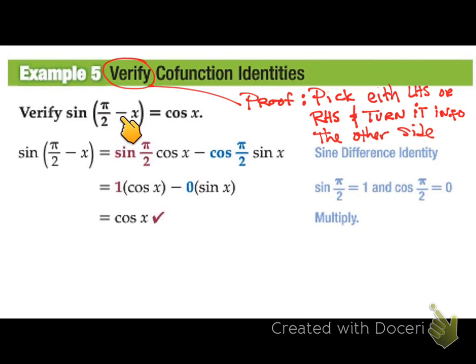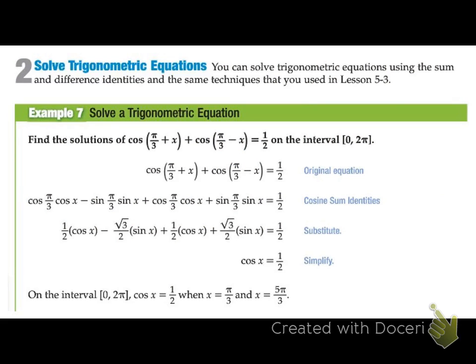We see that this is a subtraction of sine. So we apply the subtraction identity. We get sine of pi over 2 cosine x minus cosine pi over 2 sine of x. And then these are unit circle values. Sine of pi over 2 is 1. Cosine of pi over 2 is 0. That times 0 goes away, and we're just left with cosine of x, which is our right-hand side. So we've taken that left-hand side and turned it into the right-hand side. That is verifying or proving that that identity works.